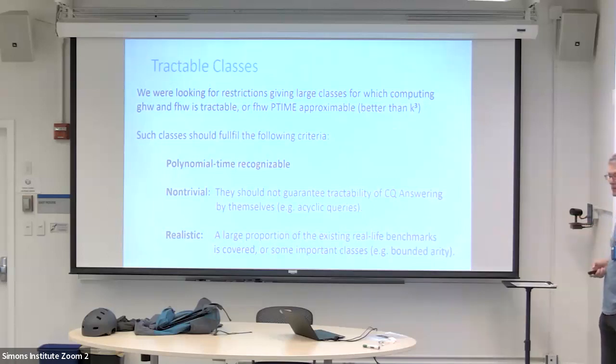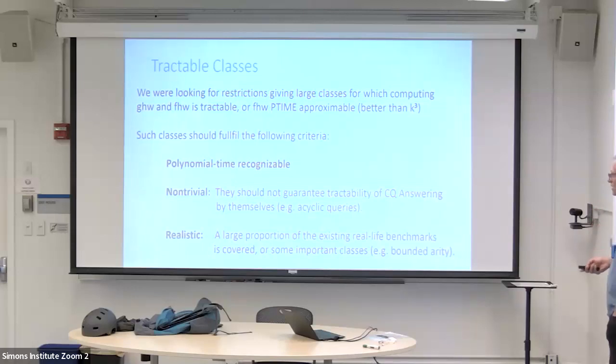I mean, I will skip that. I mean, the k to the power of 3 is not accidentally here. That's the best approximation in polynomial time that was known, that I think is still known, in a paper by Marx. Yeah, Marx showed an approximation algorithm in polynomial time for fractional hypertree width.